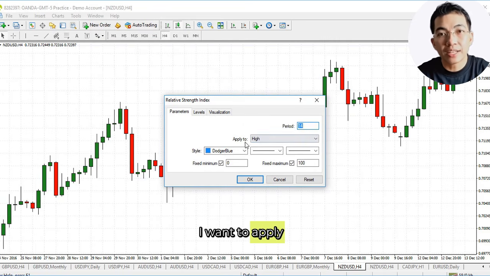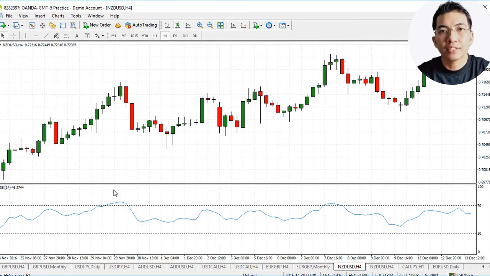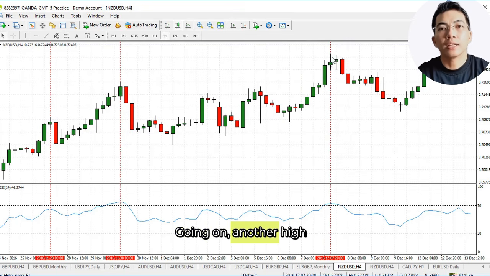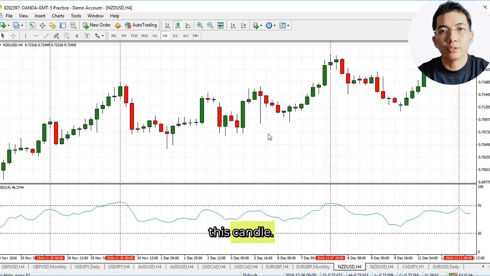I want to apply the oscillator to high because the price is in an uptrend. So here we have the RSI and I'm going to draw my vertical lines to check each high. The first one is here, then we have another one here. Going on, another high is on this green candle and the last one is here on this candle.